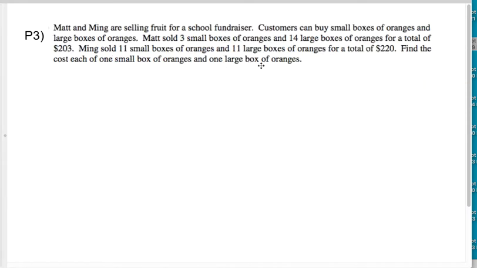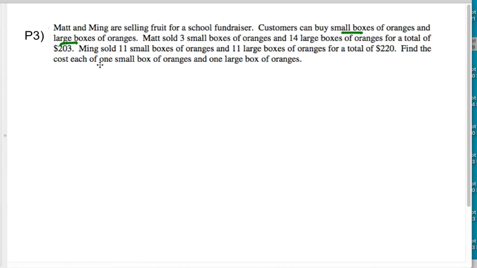For P3, Matt and Ming are selling fruit for a school fundraiser. Customers can buy small boxes of oranges or large boxes of oranges. So right now there's a small box and a large box, and those are probably my unknowns. Matt sold 3 small boxes of oranges and 14 large boxes for a total of $203. Ming sold 11 small and 11 large for $220. Find the cost of a small box and a large box.